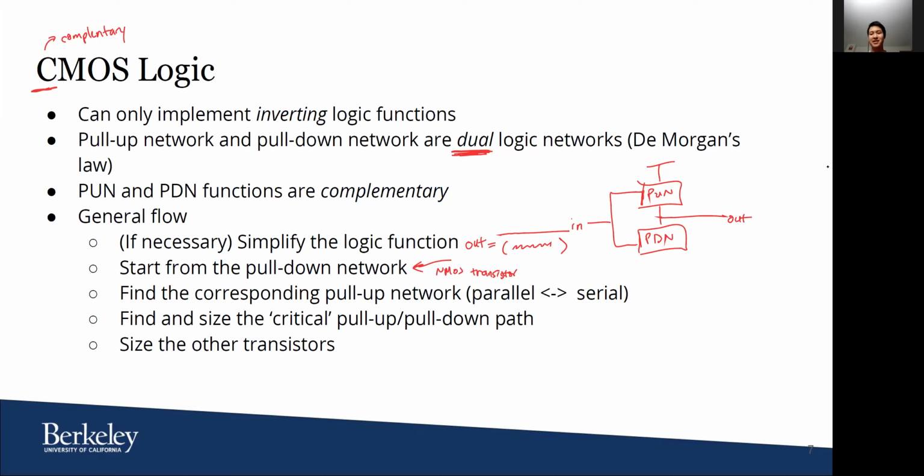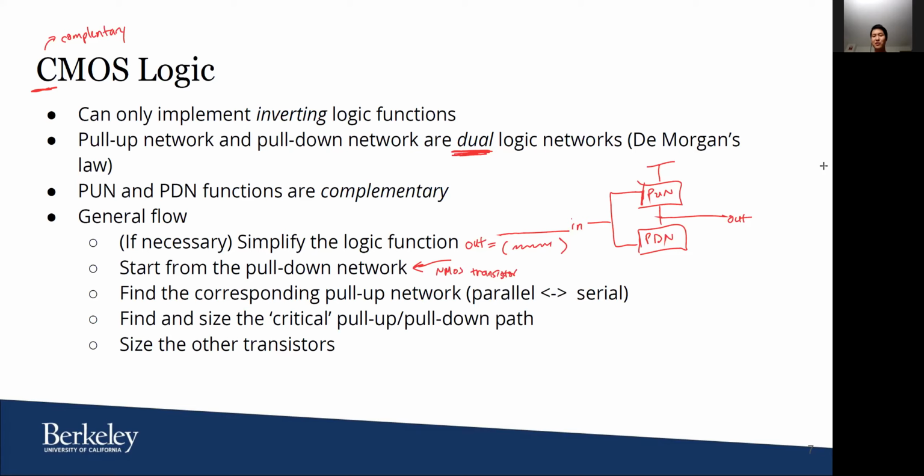So once you do the pull-down network, you can find the corresponding pull-up network. And the key to doing this is that anything that is in parallel in the pull-down network becomes serial in the pull-up network. And then anything that was serial in the pull-down network becomes parallel in the pull-up network. All right. And then after you build the schematic of the transistors that corresponds to both the pull-down and the pull-up network, then you get towards finding the size of the transistors.